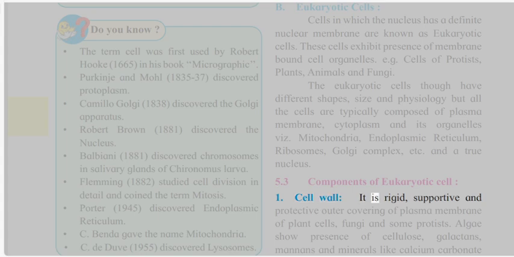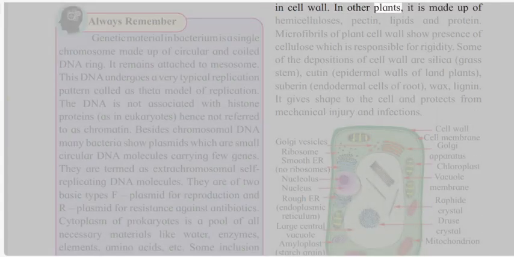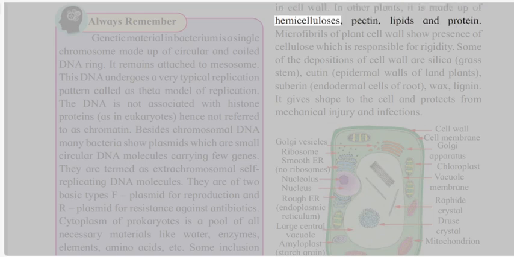5.3 Components of eukaryotic cell. 1. Cell wall. It is a rigid, supportive and protective outer covering of the plasma membrane of plant cells, fungi and some protists. Algae show the presence of cellulose, galactans, mannans and minerals like calcium carbonate in the cell wall. In other plants, it is made up of hemicelluloses, pectin, lipids and protein. Microfibrils of the plant cell wall show the presence of cellulose, which is responsible for rigidity. Some depositions of the cell wall are silica in grass stem, cutin in epidermal walls of land plants, suberin in endodermal cells of root, wax and lignin. It gives shape to the cell and protects from mechanical injury and infections.